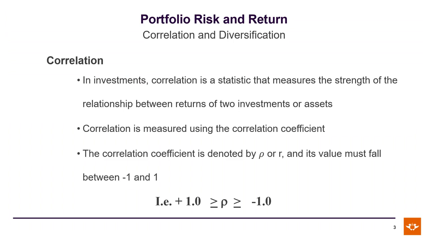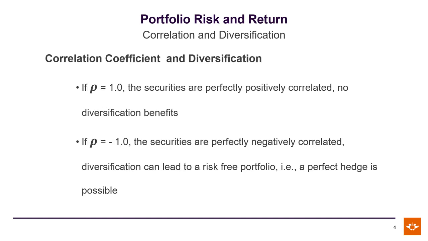In investments, correlation is a statistic that measures the strength of the relationship between the returns of two investments or assets. Correlation is measured using the correlation coefficient, whose values lie between -1 and +1. The correlation coefficient is denoted by the Greek symbol rho or the letter R.